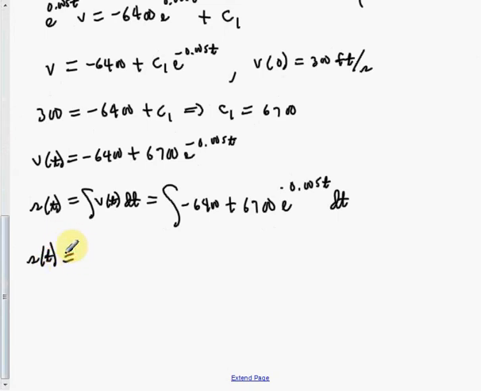So s of t is equal to negative 6400 t, right? You integrate that e to the negative 0.005 t, that just becomes 1 over the negative 0.005 times e to the negative 0.005 t plus some constant. So this is plus 6700 over negative 0.005 times e to the negative 0.005 t plus that constant.